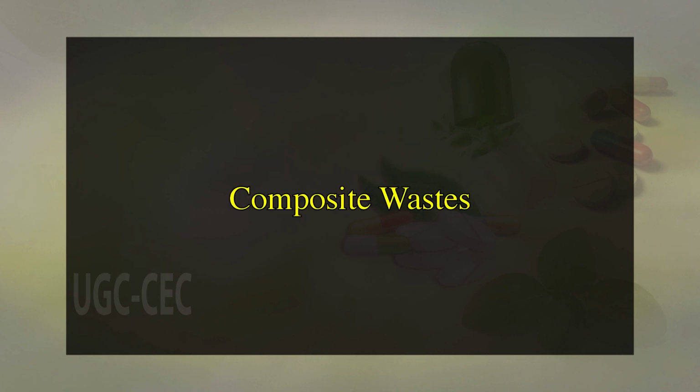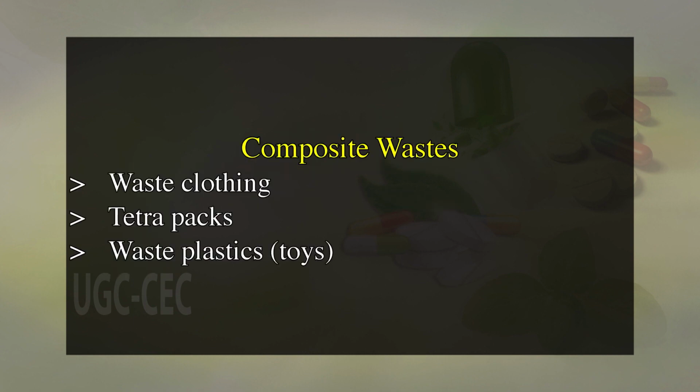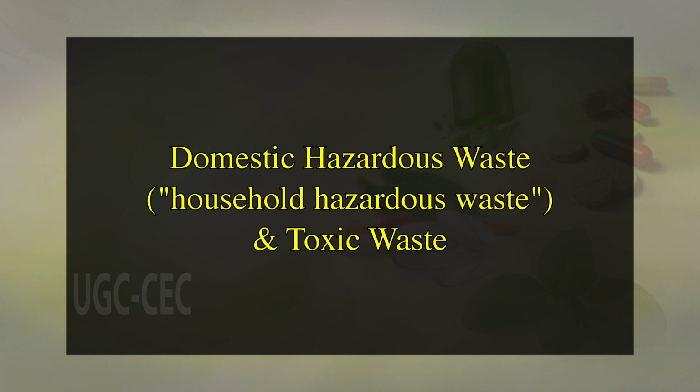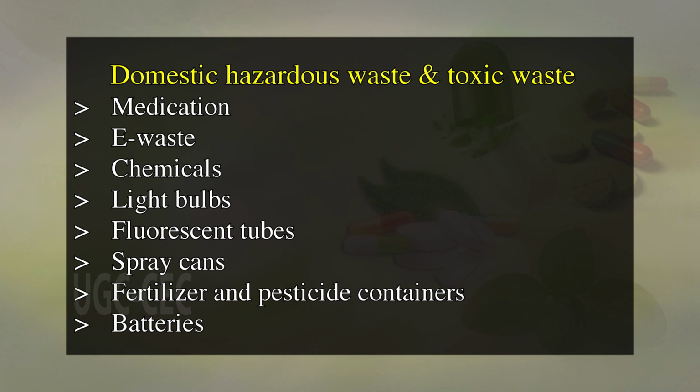Fourth one is the composite wastes, which include waste clothing, Tetra packs, waste plastics such as toys. Fifth one is the domestic hazardous waste, which is also called household hazardous waste, and toxic waste, including medication, e-waste, chemical, light bulbs, fluorescent tubes, spray cans, fertilizers, and pesticide containers, batteries, etc.